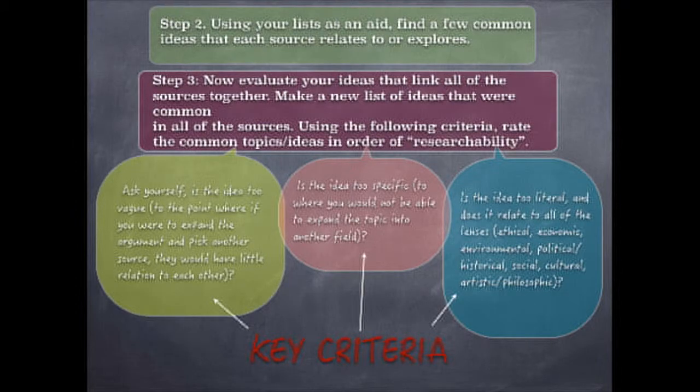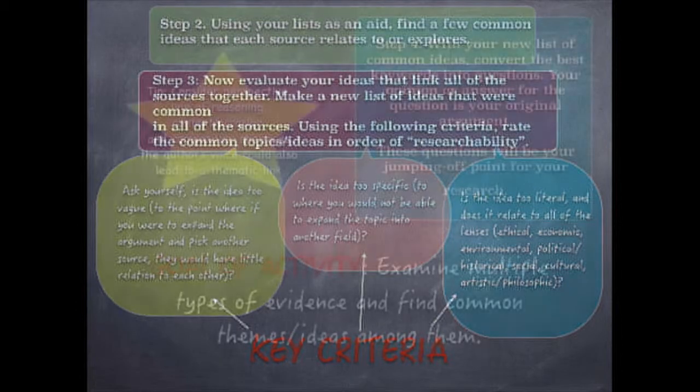Now, step 3 is to evaluate your ideas that link all the sources together. Think of, is this idea too vague? Is it too narrow? You've got to find a balance between the two. Is the idea too literal? Does it relate to all the lenses: ethical, economic, environmental, political, historical, social, cultural, artistic, and philosophic? And if it doesn't, can you rethink it in a way that would fit all the criteria?